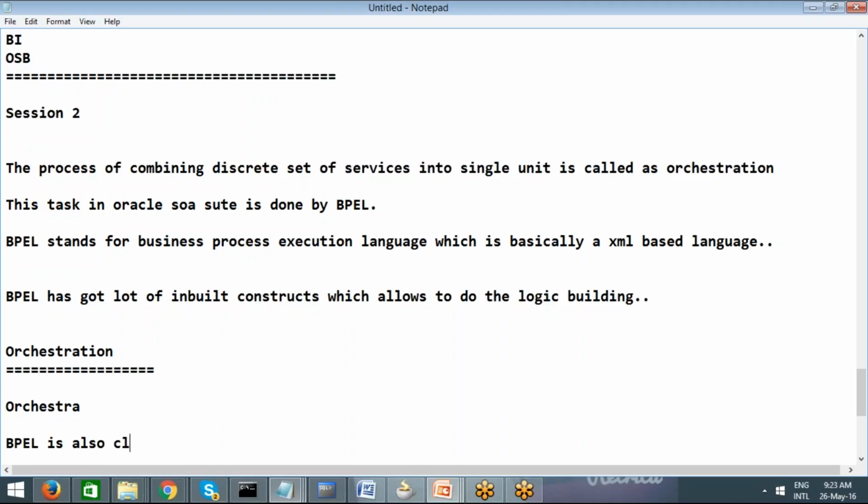BPEL is also called the central coordinator. Whichever services are required to be combined together, that is taken care of by BPEL, but this discrete set of services which are being combined may not know each other at all. So BPEL has the task of doing the orchestration, where orchestration means we are combining a discrete set of services into a single unit.